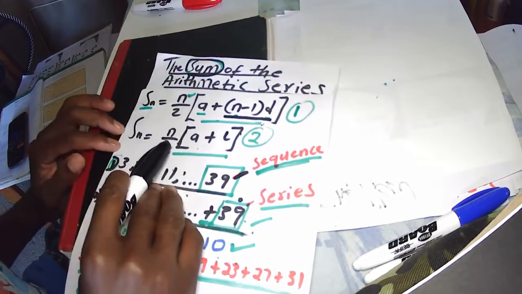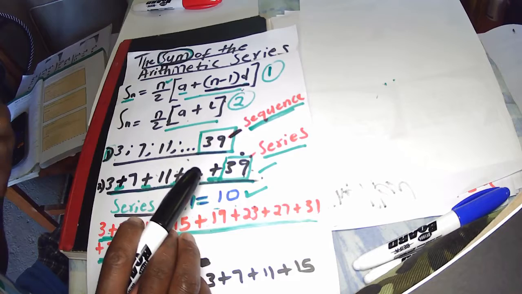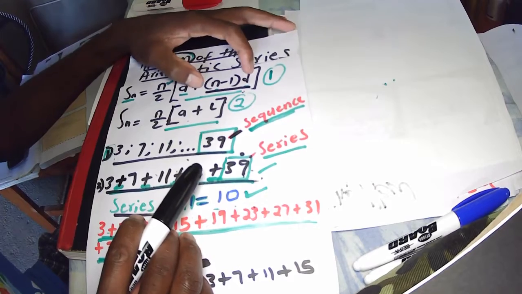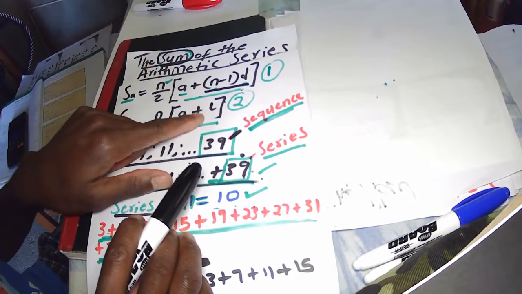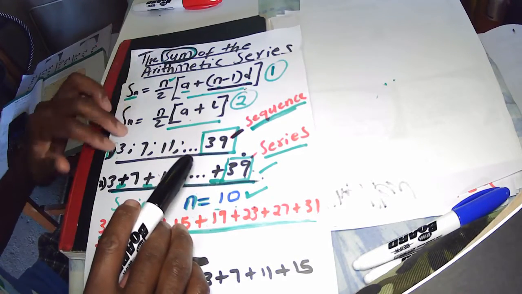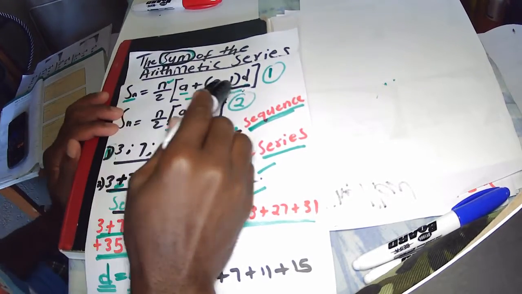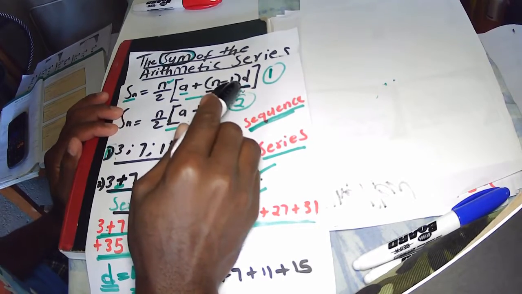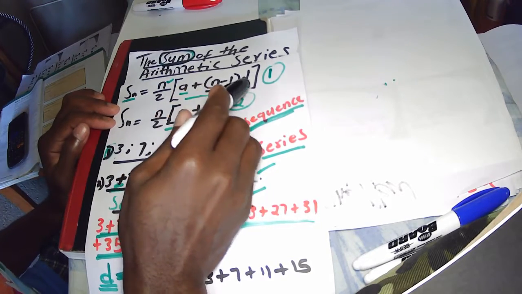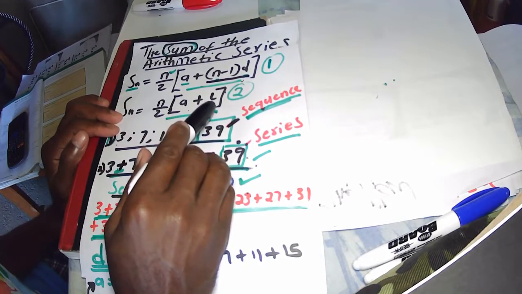When we look at these two formulas, we can see some differences. Inside the first one we have n minus 1 times d, but here we have only L. So when do we use these two formulas? It's very important to know. The first one we use when we are not given the last term. If we don't have the last term, we cannot use the second one. The second one we use when we are given the last term, which is L.